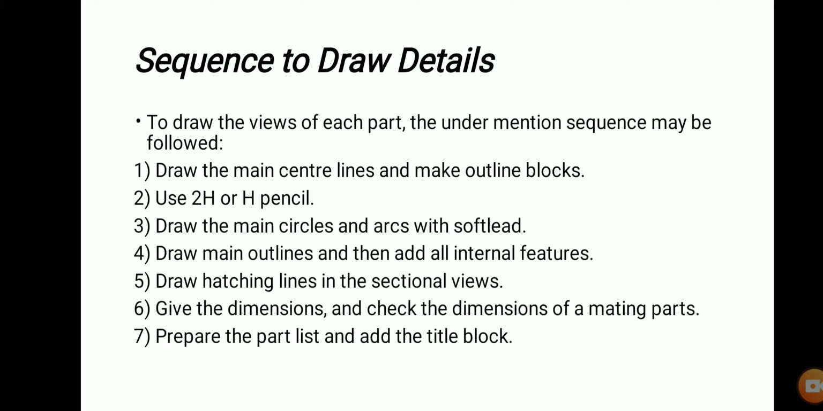First sequence is to draw the main center lines and make an outline block. Second sequence is to use a 2H or H pencil. Third, draw the main circles and arcs with soft lead. Fourth, draw the main outline and then add all internal features. Fifth, draw hatching lines in the sectional view.